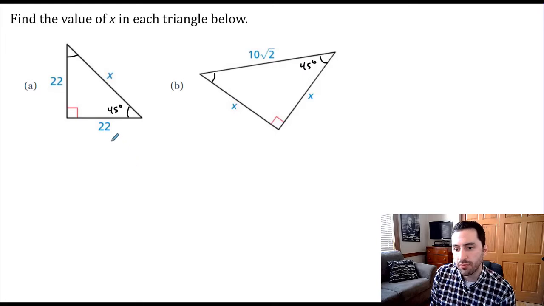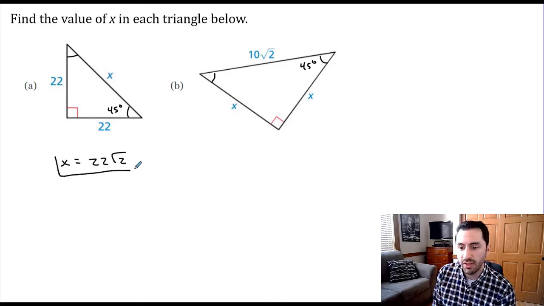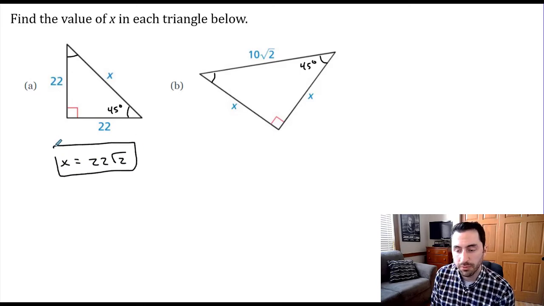So in letter A, I know the leg, so it's 22 units long. If I want to find the hypotenuse, all I have to do is take 22, multiply it by the square root of 2, and that's it. There's my answer.